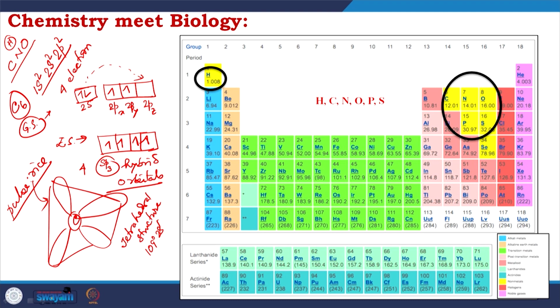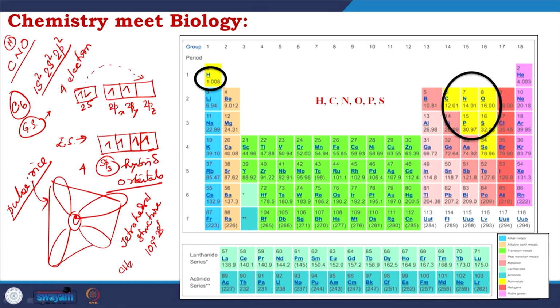If you take a look, this is what the carbon looks like when it forms covalent bonds with 4 hydrogens. It will form methane. So, what will happen to the other two, the nitrogen and oxygen? Let us take a look.